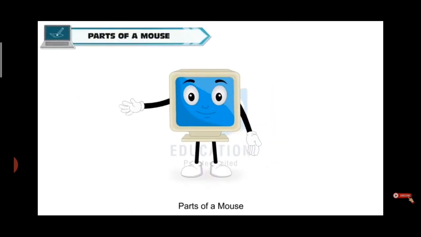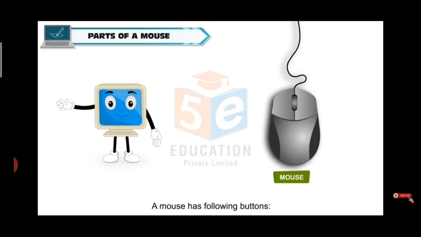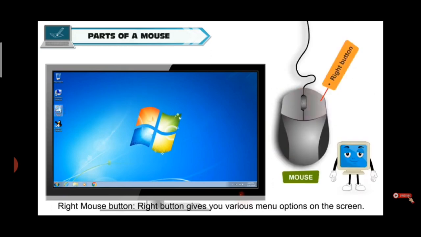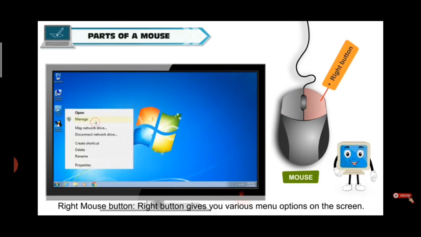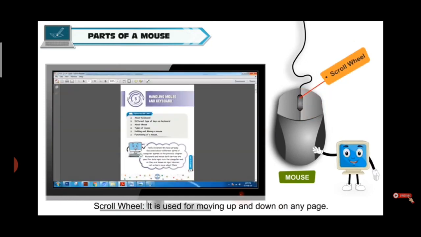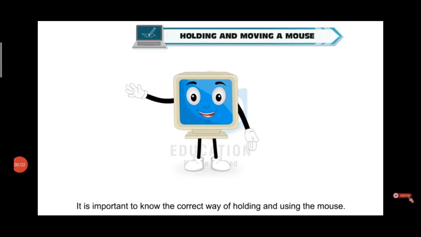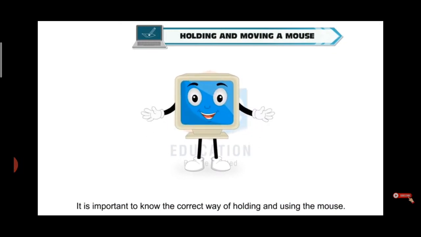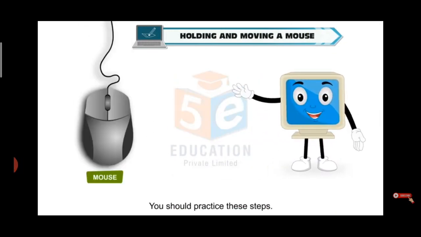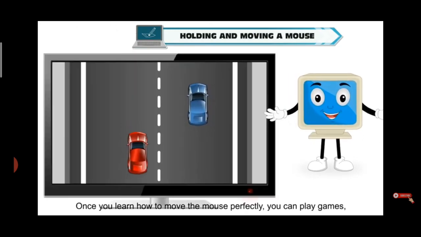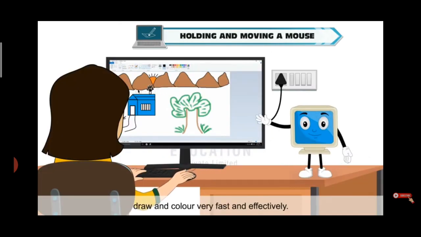Parts of a mouse. A mouse has the following buttons. Left mouse button. It is used for clicking and selecting the objects on the computer. Right mouse button. The right button gives you various menu options on the screen. Scroll wheel. It is used for moving up and down on any page. It is important to know the correct way of holding and using the mouse. You should practice these steps. Once you learn how to move the mouse perfectly, you can play games, draw and color very fast and effectively.